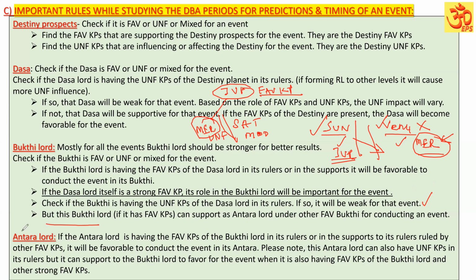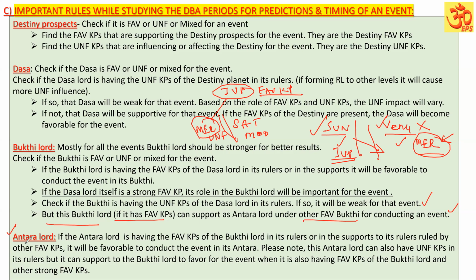Okay. Next, I'm talking about the Antara Lord now. If the Antara Lord, that's what I was telling, I forgot. But the Bukti Lord, if it has favorable key planets, can support as Antara Lord under the other favorable Bukti for conducting an event. It means it is not strong enough to act as the Bukti Lord, but can act as the Antara Lord under the other favorable Bukti.